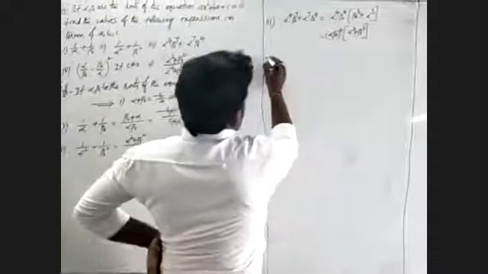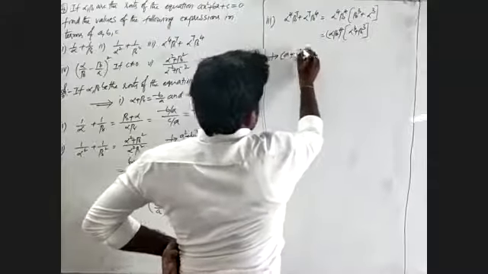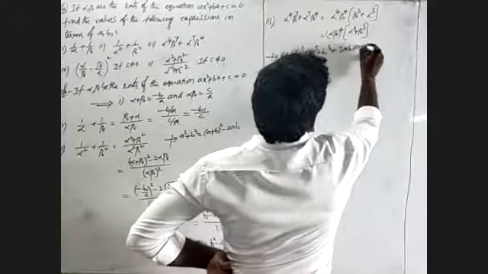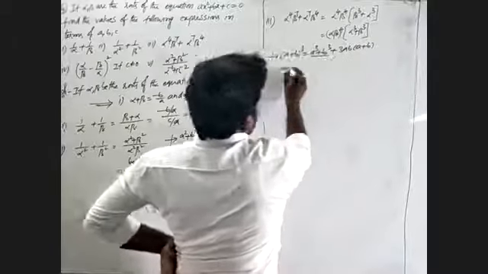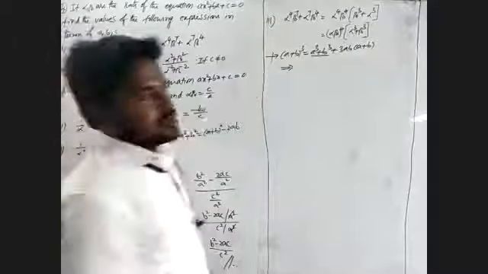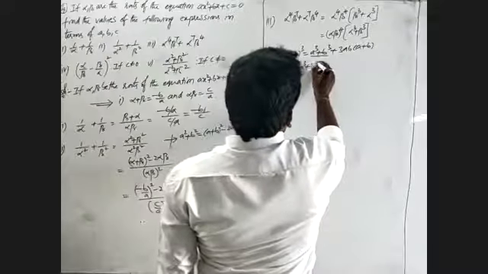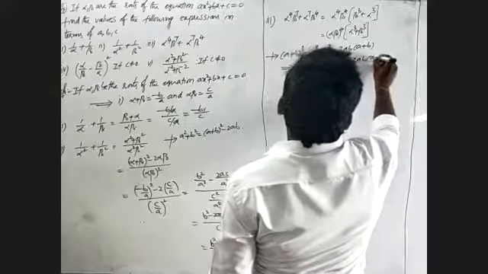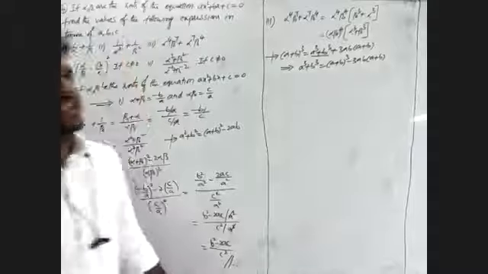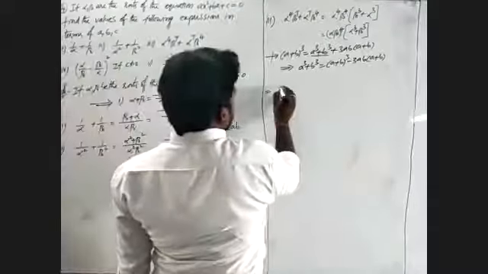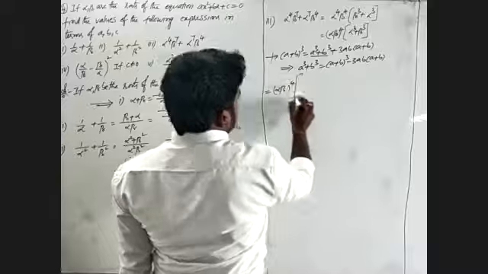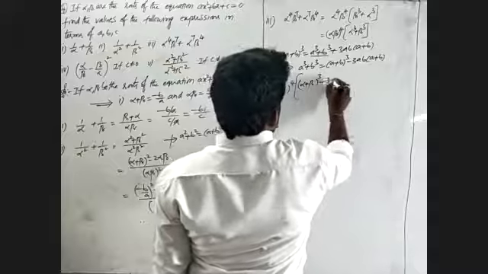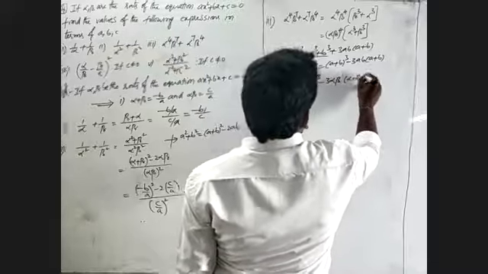Already we know one formula, that is a plus b whole cube is equal to a cube plus b cube plus 3ab of a plus b. So we have to find the value of a cube plus b cube. That is nothing but a plus b whole cube minus 3ab of a plus b. Here that means alpha beta whole power 4 into alpha plus beta whole cube minus 3 alpha beta into alpha plus beta.